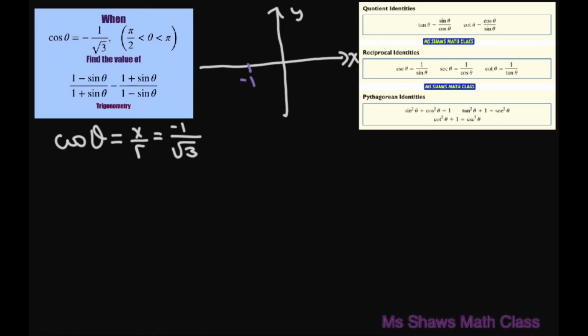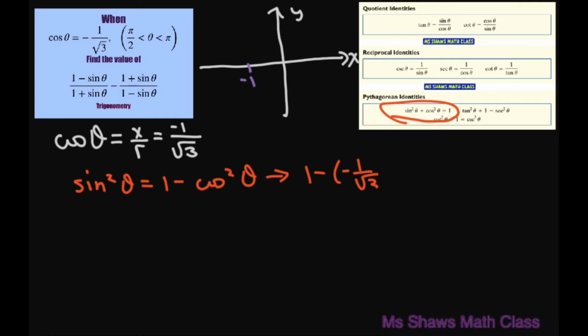And let's figure out our y. So we're going to use sine squared. We're going to use this identity here. Sine squared of theta equals 1 minus cosine squared of theta. So that's going to be 1 minus -1 divided by square root of 3 squared. That's going to equal 1 minus 1/3, which equals 2/3. All right, and that's sine squared.